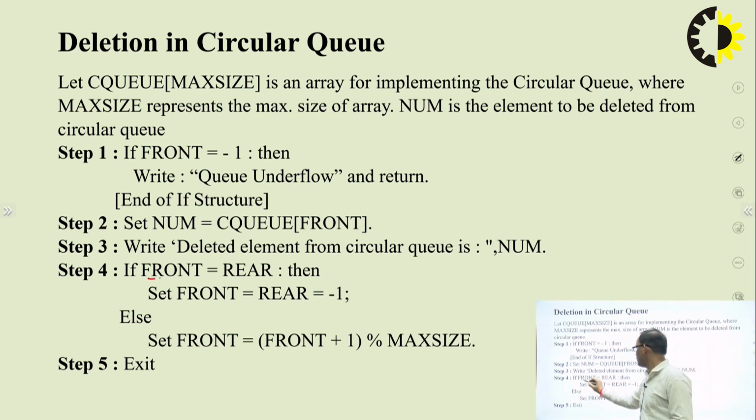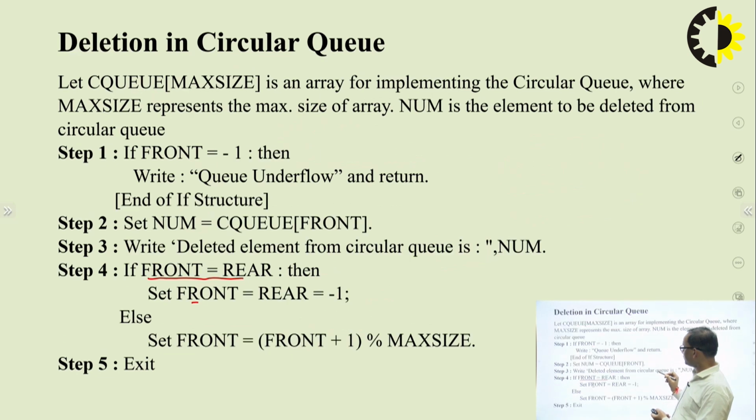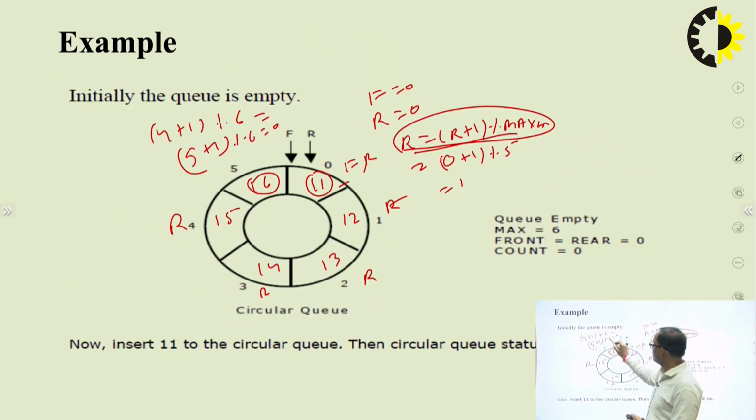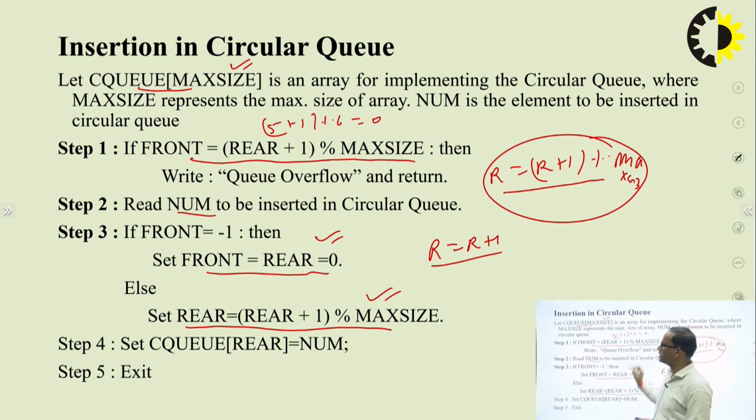So that is why, in case of insertion, we check if front is equal to rear plus 1 modulus max size. So 5 plus 1 modulus 6 means 0, and front is 0. So front is equal to this, and this situation represents that the queue is overflow. That is why we have used this condition to check whether the queue is overflow or not.